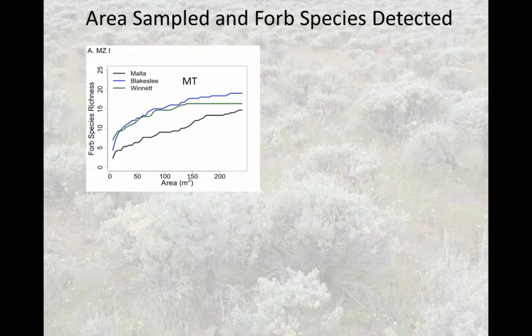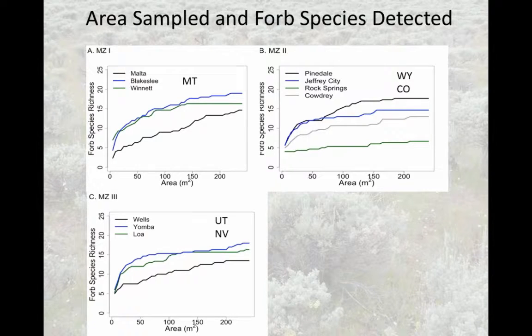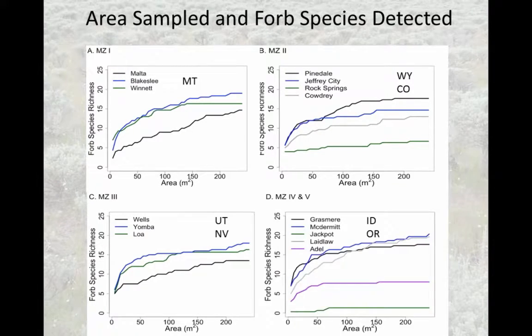And that was true even though there are differences among our 3 sites in terms of how many forbs that we found. It was true for all of them that as we increased the area we looked at, we increased the number of species we found. And if we look at other management zones, here's management zone 2. These are sites in Wyoming and Colorado. Same thing. And even at this site where we didn't find very many forbs, the number of forbs we found kept increasing essentially all the way to the end of our transect. At the end, we were still finding additional species. And it's true managed zone 3 and managed zones 4 and 5 combined.